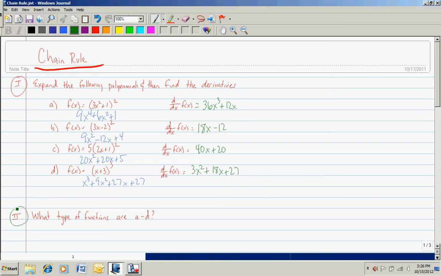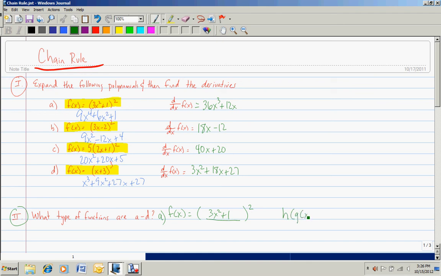All right, on to question 2. Well, what type of functions are all A through D? Well, these functions, if I highlight them for you, are actually known as composite functions because you've got one function inside of another. So let's just look at f of x in problem A as an example. f of x is, well, we start out with squaring something. And what do we square? We square 3x squared plus 1.